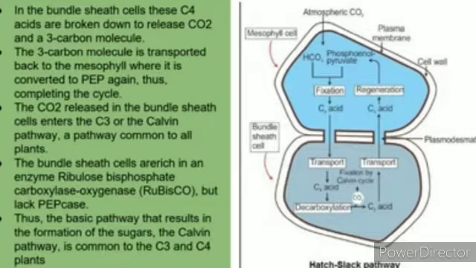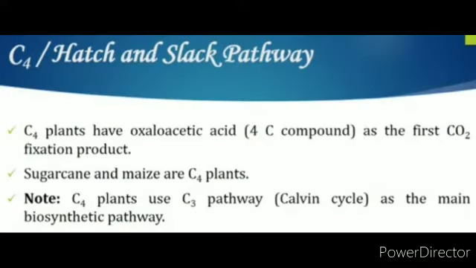Thus, the basic pathway that results in the formation of sugars, the Calvin pathway, is common to C3 and C4 plants. Check one more time. C4 Hatch and Slack pathway. C4 plants have oxaloacetic acid, a 4-carbon compound, as the first carbon dioxide fixation product. Sugarcane and maize are C4 plants.